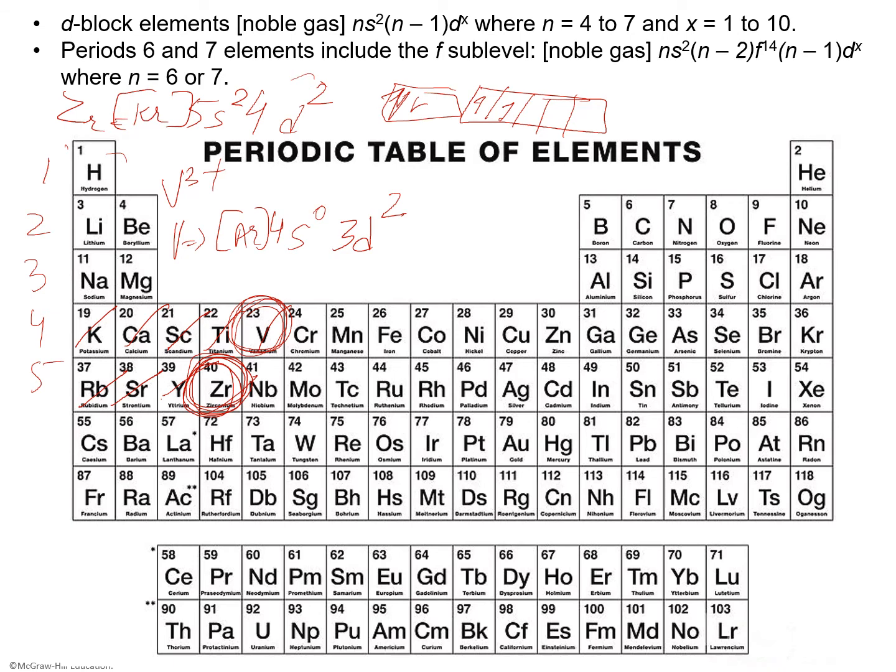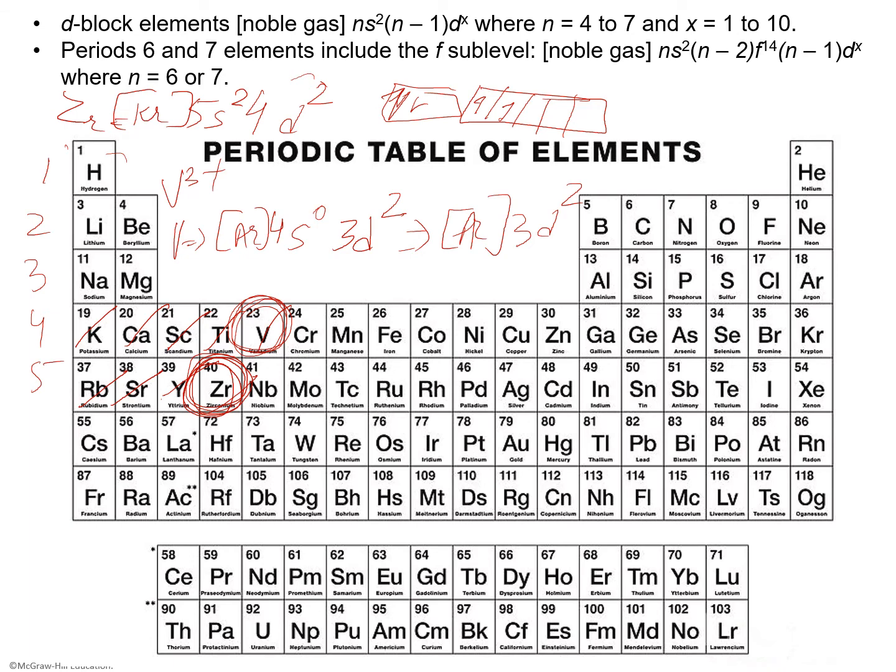Okay, so you don't actually have to write 4s. Most of the time, if the orbital is empty, you can just skip it. You can write it as argon 3d2. But if you leave 4s0, that's okay, I understand it. But most of the time the proper way to write this is that you just take the empty orbital out of the configuration and you just write this.